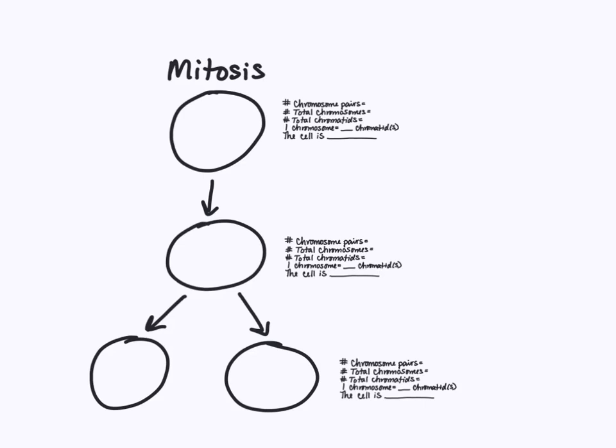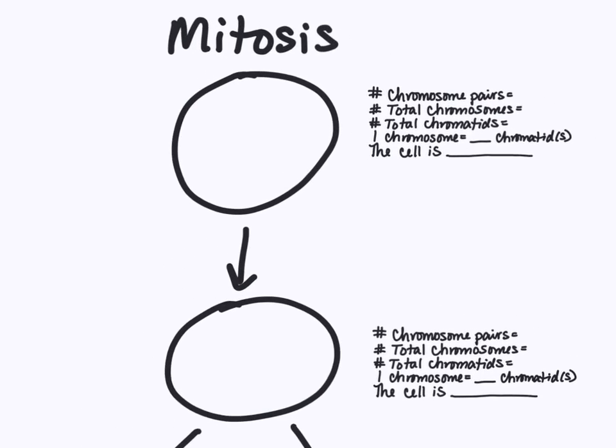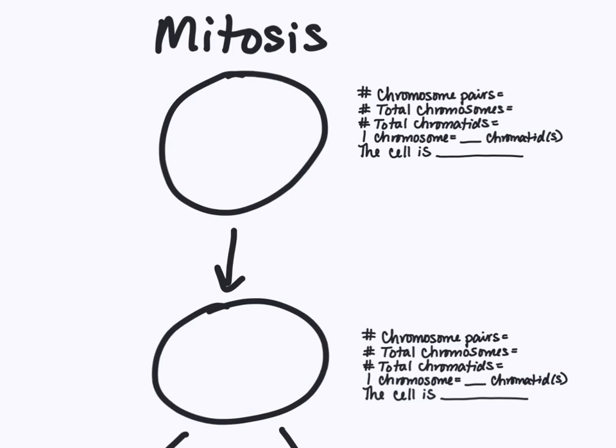So let's start by reviewing mitosis. I'm going to zoom into this first circle here, which is going to represent a cell that's in the G1 phase of interphase. And the chromosomes in the cell are going to look something like this. So we have paired chromosomes, which means that we have homologous chromosomes present.